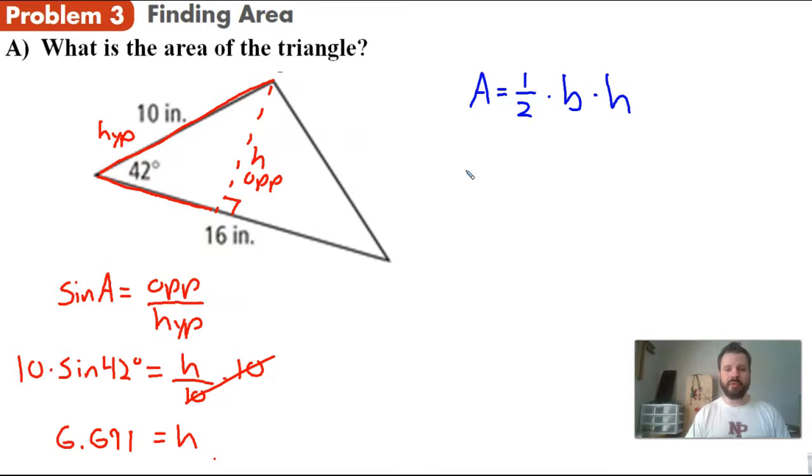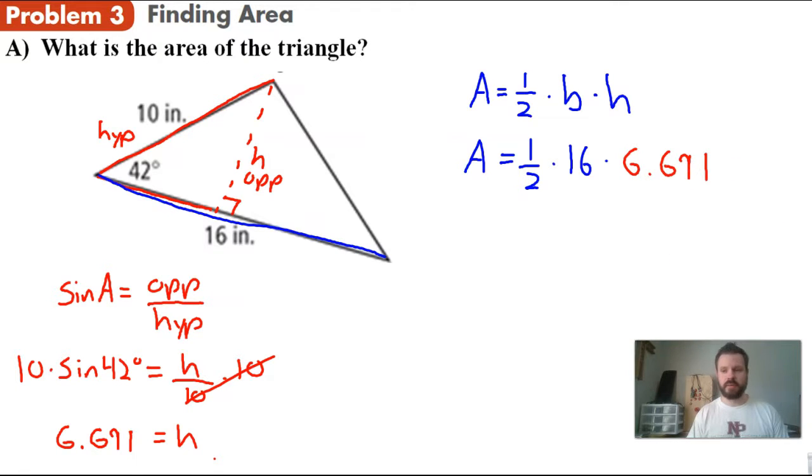Okay, back to my area formula then. Area is equal to 1/2 times the base. Now we need to use the base we just found the height for, so we need to use this 16. We can't use the 10. All right, times the 6.691 we just found. And when I multiply all that through, I end up with 53.5, we'll say, inches squared.